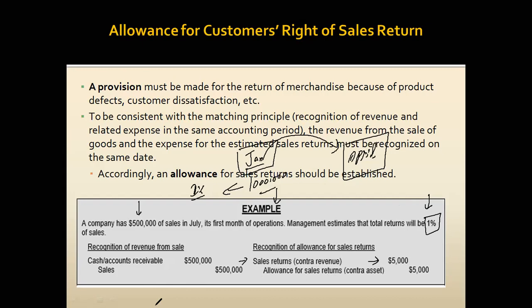So here we need to make it clear: sales return is our contra revenue account and allowance for sales return is our contra asset. Earlier we said that when we calculate net realizable value of account receivable, the allowance for sales return needs to be subtracted. Sales return we will subtract from our sales in order to get net sales, which we will use in our income statement.